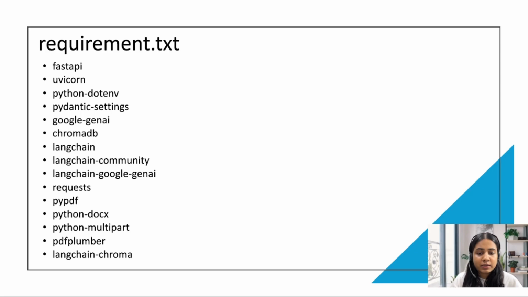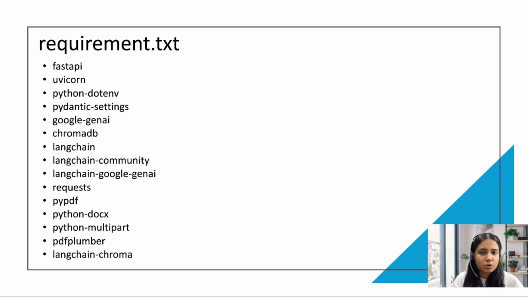Then python-multipart will handle file uploading in the FastAPI form. Okay, so we are using FastAPI, so it will handle these file uploads. Then pdfplumber: when we are extracting the text from the PDF, if PyPDF does not work as expected, then we can use pdfplumber.